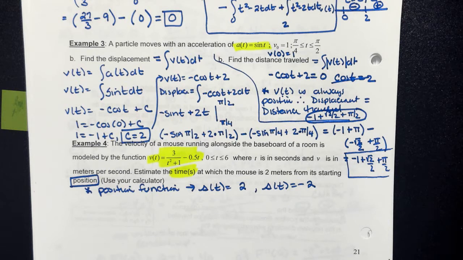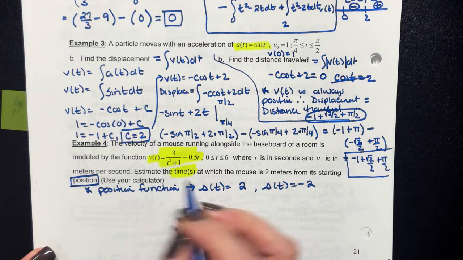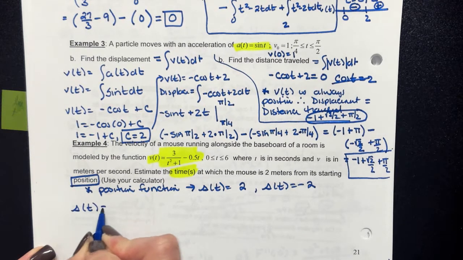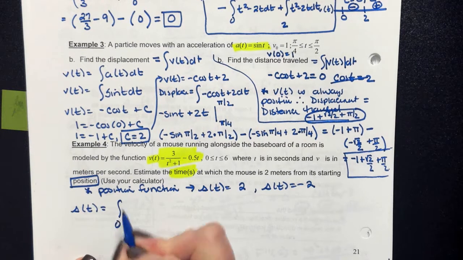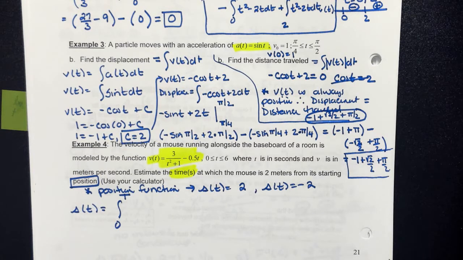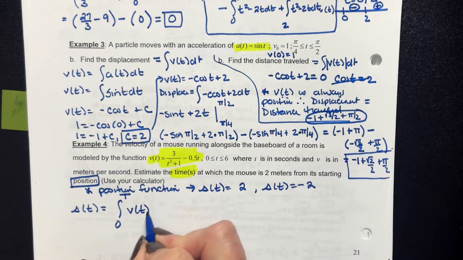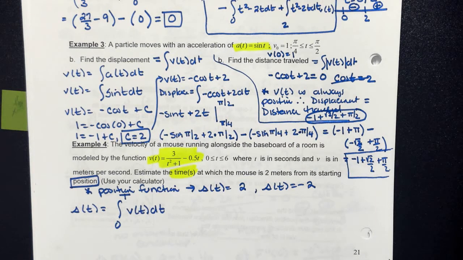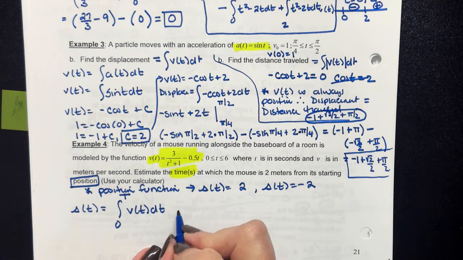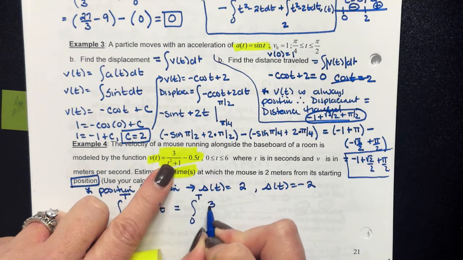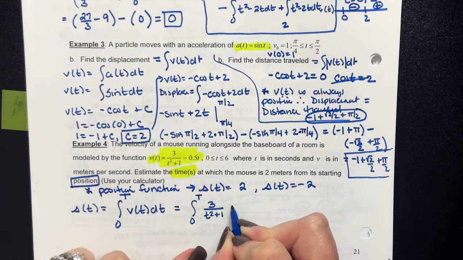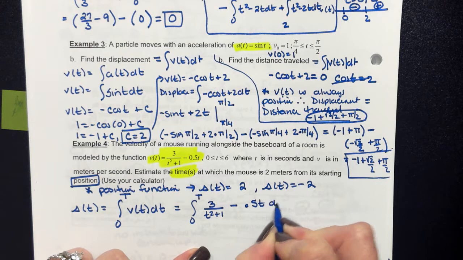So first of all, they're giving me the velocity function. So I know that I'm going to have to do what with my velocity function to get me to my position function? I'm going to have to integrate. And again, I do not know that upper bound, so I'm going to call that an uppercase T. I'm going to have to integrate my v of t dt, from 0 to T, where they're giving me my velocity function as 3 over t squared plus 1 minus 0.5t dt.